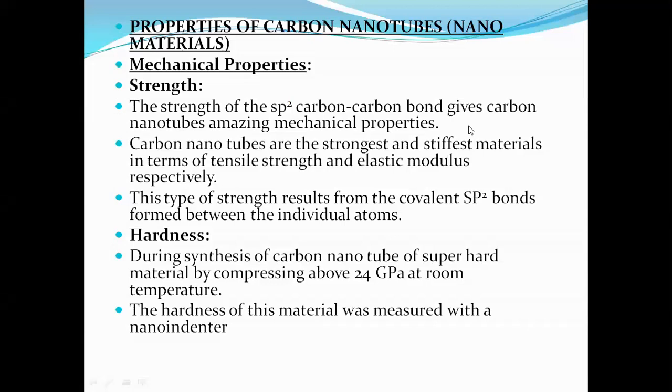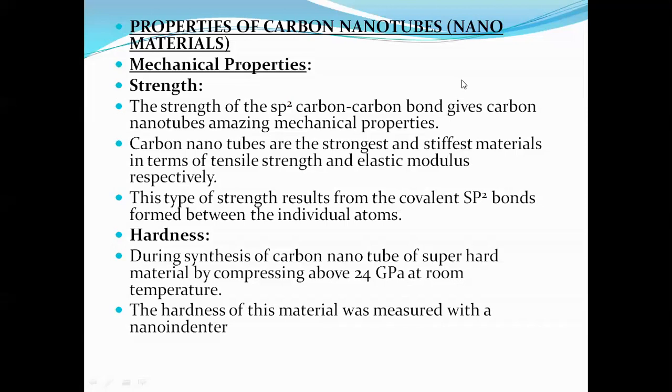In the previous class, we discussed carbon nanomaterials, which we take from graphite, and these carbon nanomaterials are converted into carbon nanotubes. These carbon nanotubes have two classifications. The first classification is single-walled carbon nanotube, and number two is multi-walled carbon nanotube.